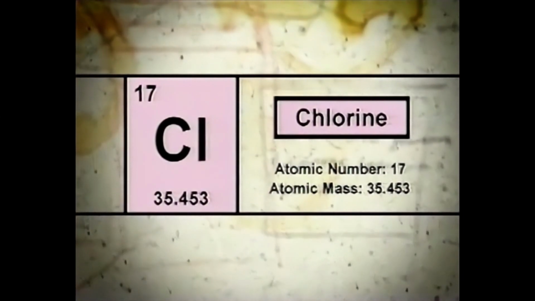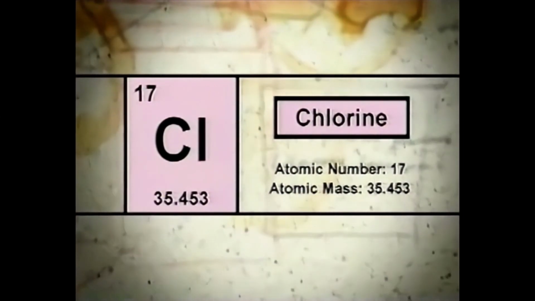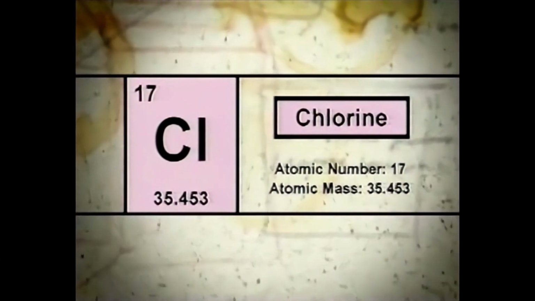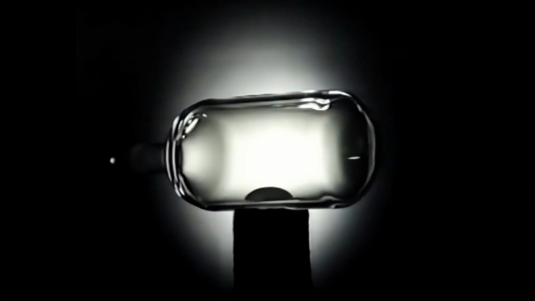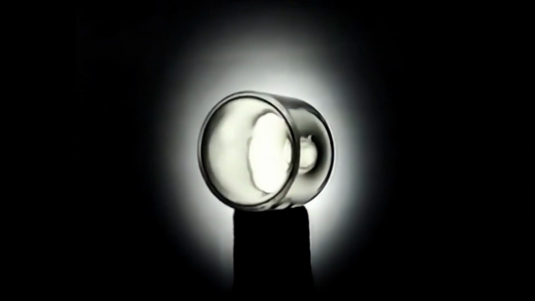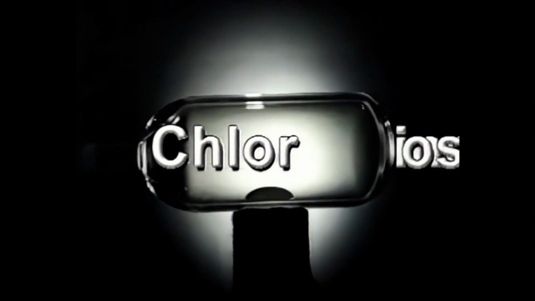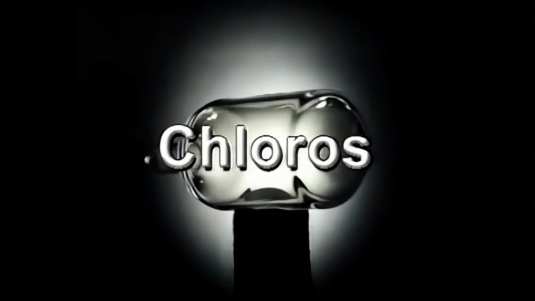Element number 17 on the periodic table is chlorine. The atomic symbol for chlorine is Cl. A greenish-yellow, dense, sharp-smelling gas at room temperature, chlorine is extremely water-soluble and poisonous. Inhaling even a small amount of the gas could prove fatal. Chlorine comes from the Greek word chloros, which means greenish-yellow.